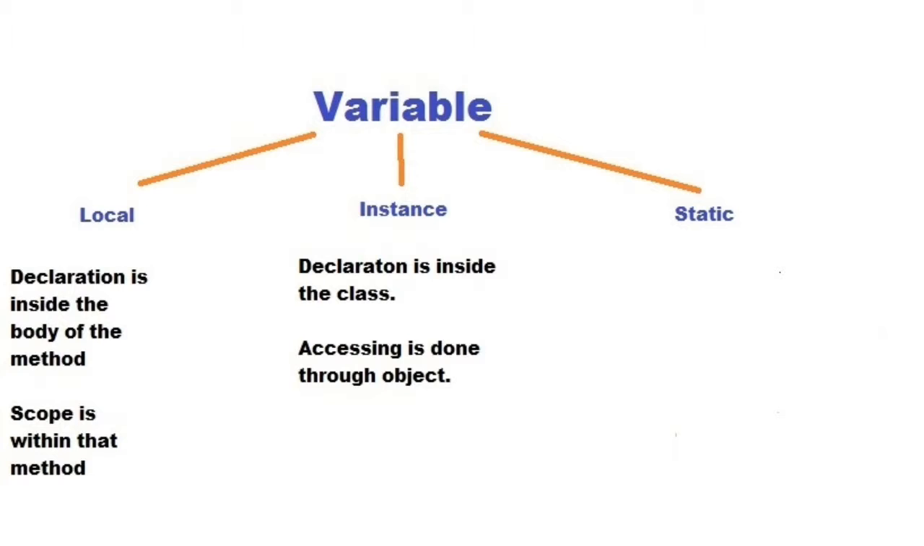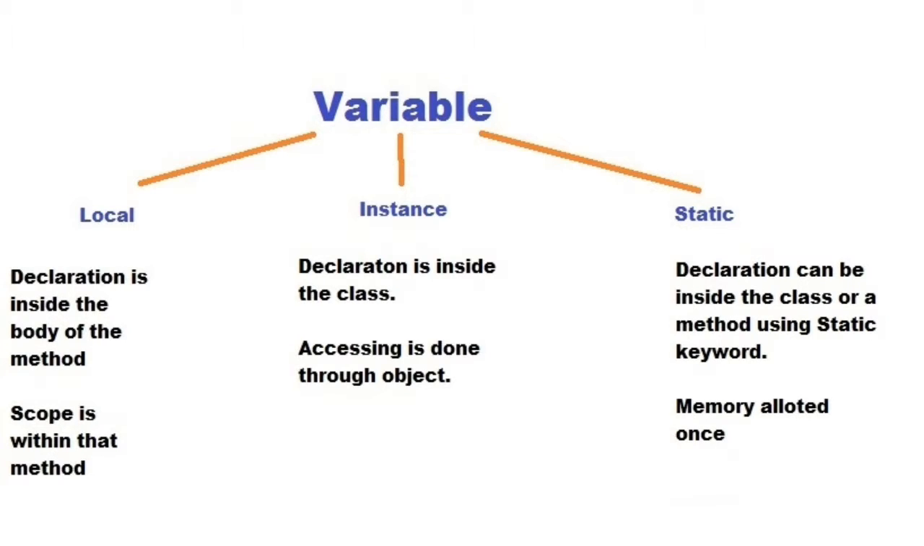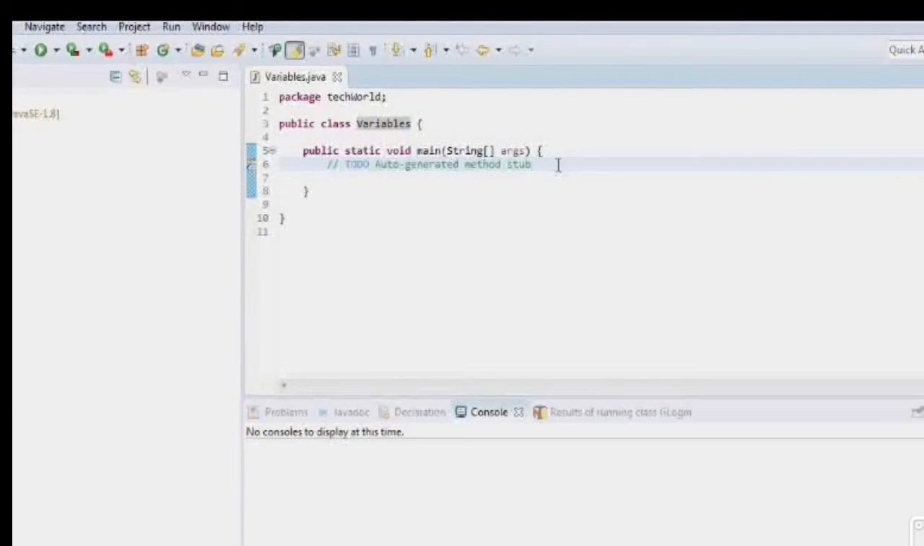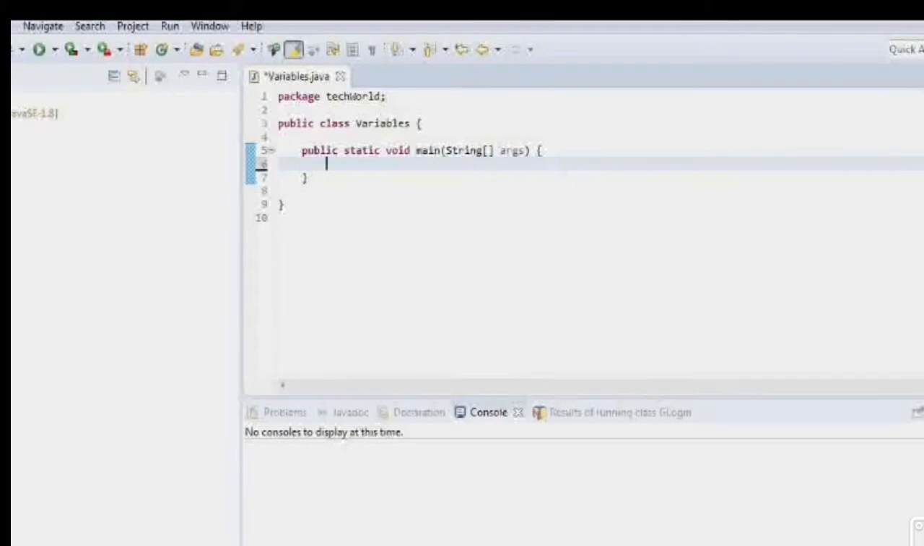And next, coming to the static variable, you can declare these static variables inside the class, inside a method, inside any constructor, but by using the static keyword. You should give the static keyword before you initialize a variable. At the time of creation, the memory will be allotted, and the memory will be allotted at the stack level. I am going to explain you through a program.